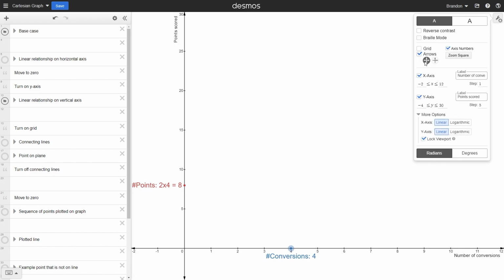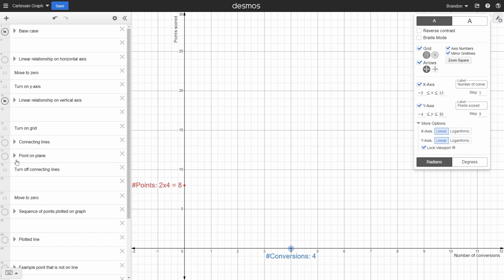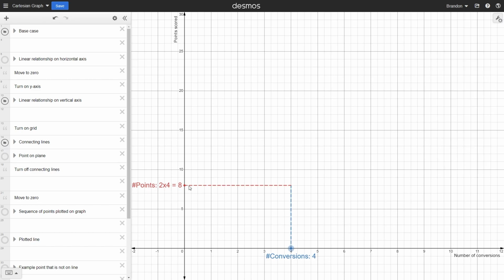Now, you might be familiar with this. We can then plot this point on the grid by going, okay, where is the point that lines up with both 4 conversions being scored and 8 points being scored? And we can plot that point on there. So that point there represents 4 conversions being scored, the first number, and 8 points being given, the second number.